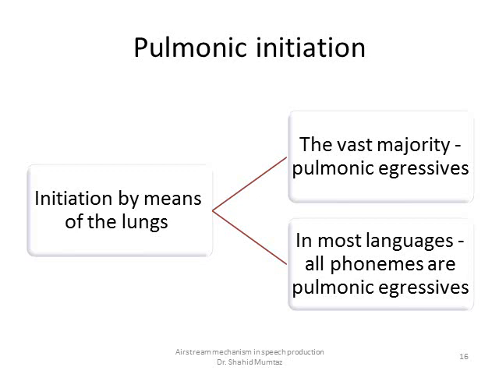The vast majority of sounds used in human languages are pulmonic egressives. So this is an important point to remember. They are initiated by the lungs, actually by the diaphragm and ribs. So this contains the majority of sounds of human language. In most languages, including all the languages of Europe, excluding the Caucasus, all phonemes are pulmonic egressives.